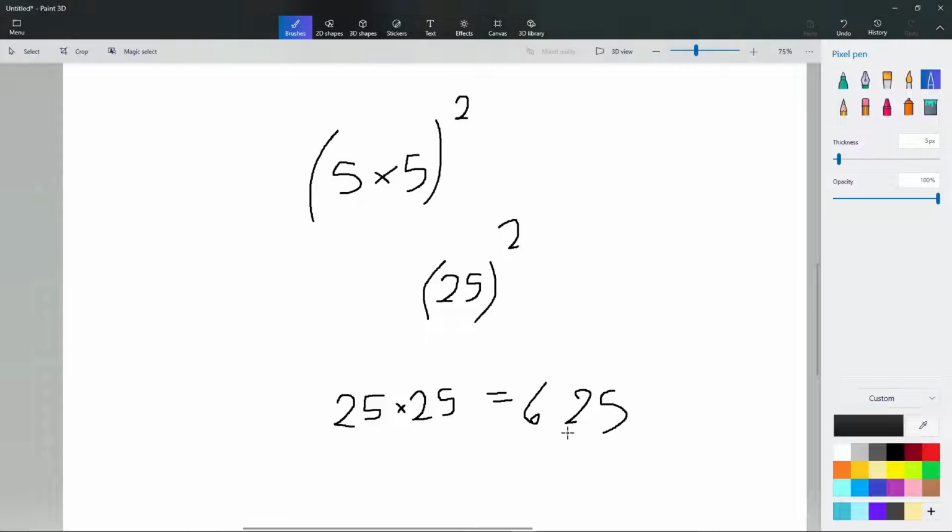I mean, 625. I keep on saying 200, and I don't know why. 200 is nowhere to be found here. This is the answer. All right, 625, 625. That's the answer to this.